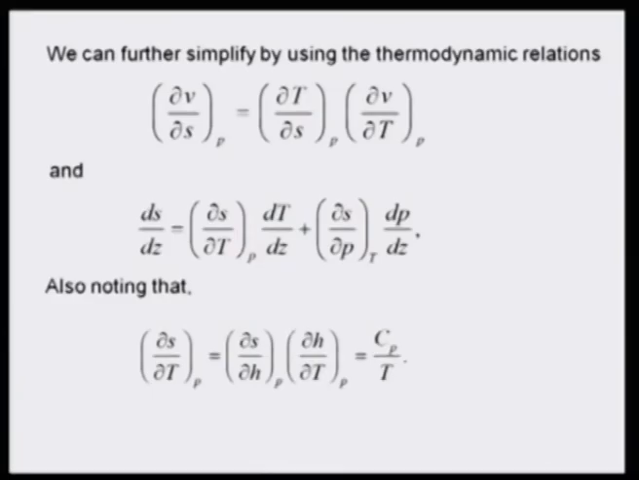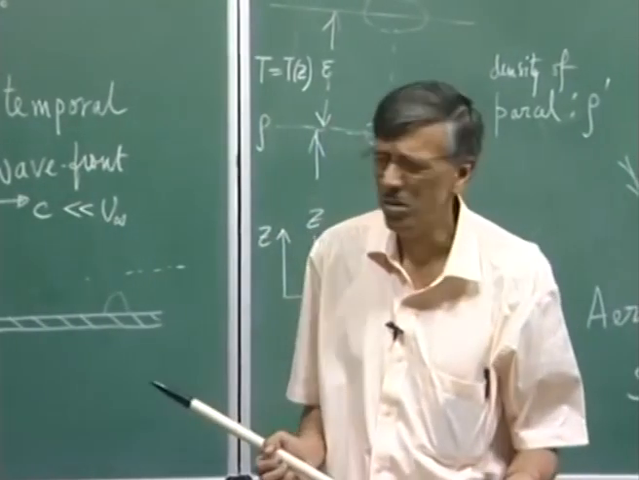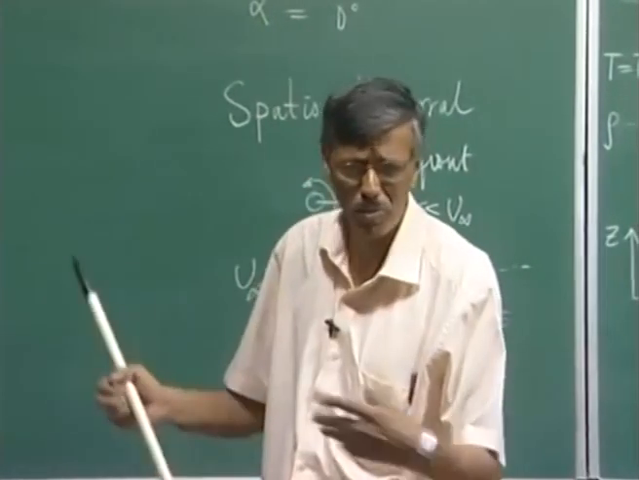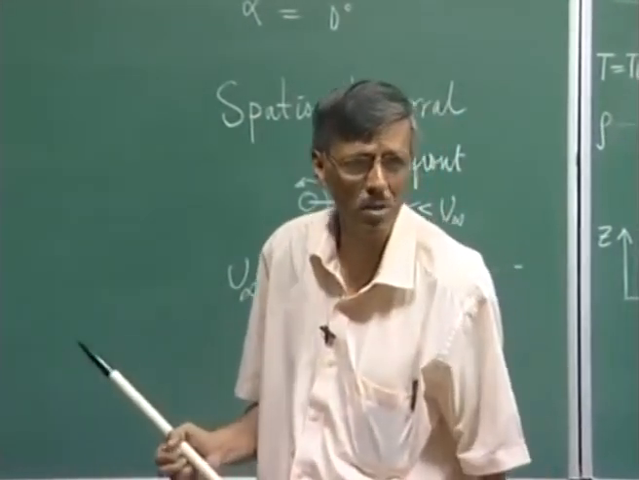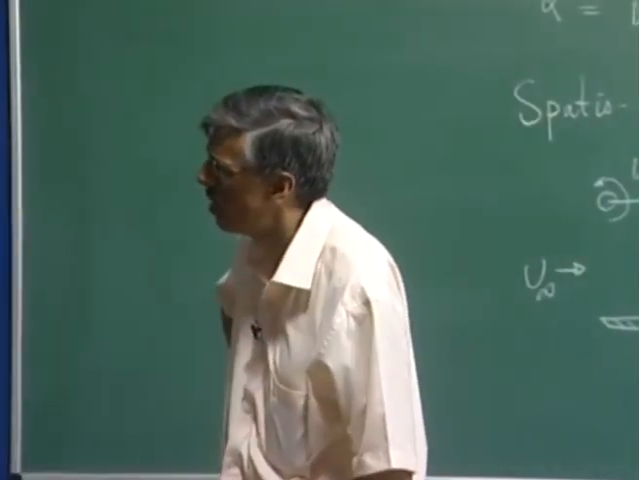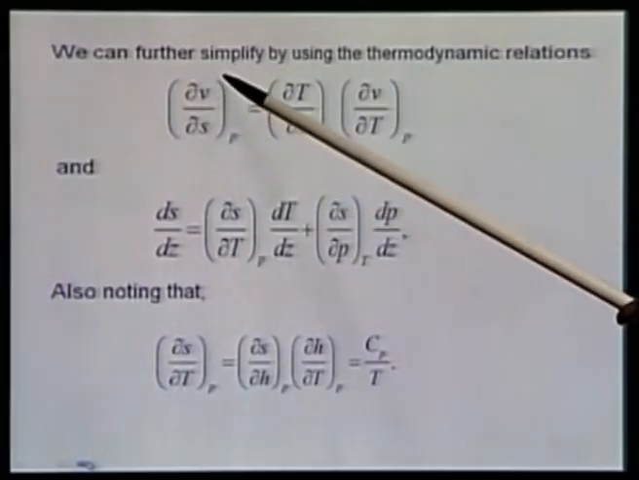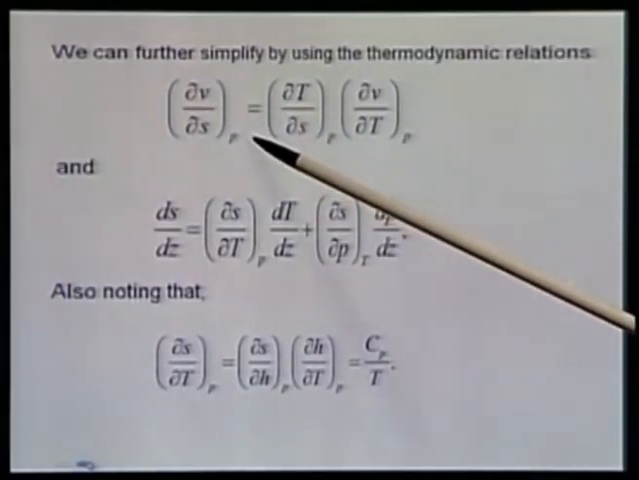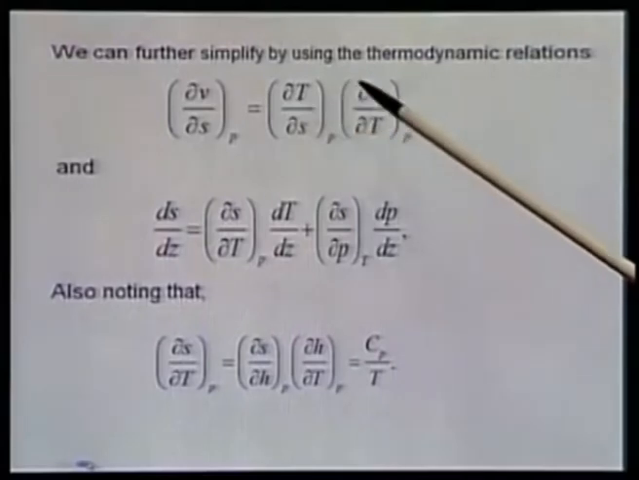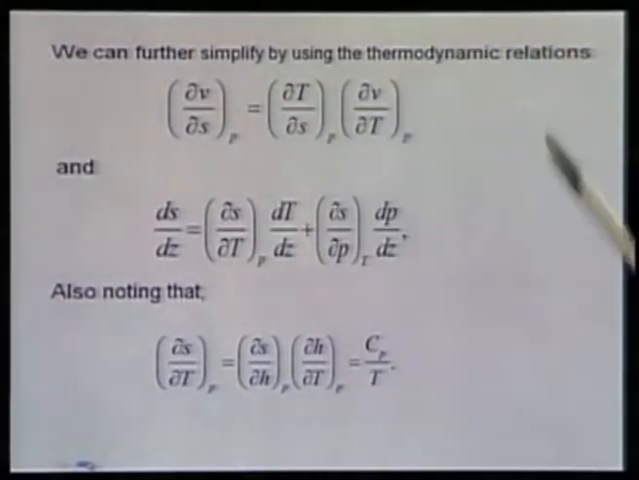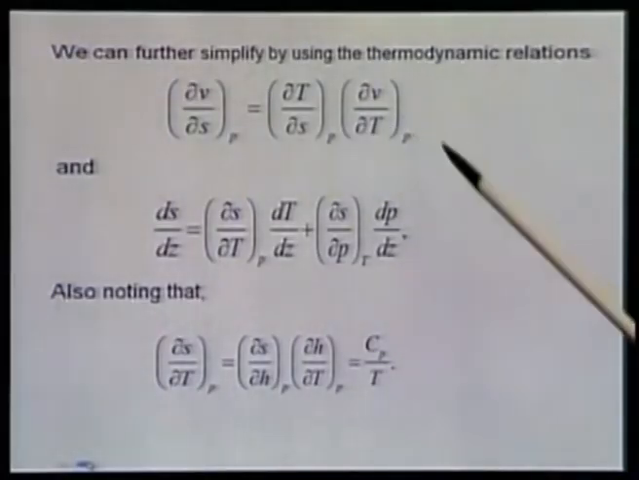Now, there are lots of further simplifications possible. We want to write the quantity in terms of measurable things, right. Measurable things are certainly not entropy. Specific volume could be measured, but certainly not entropy. So, we use various kinds of thermodynamic relations. We have this quantity in the numerator, ∂v/∂s at constant pressure, that we can write using the chain rule, right, as ∂T/∂s times ∂v/∂T with the same pressure held constant.